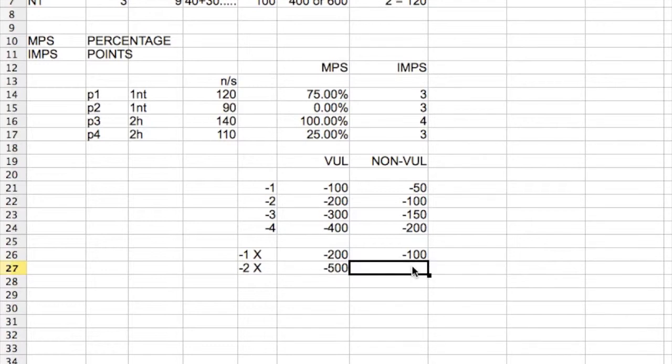And the same goes with non-vulnerable. So it's minus 800 for 3 down doubled, and if you're non-vulnerable, it's minus 500.